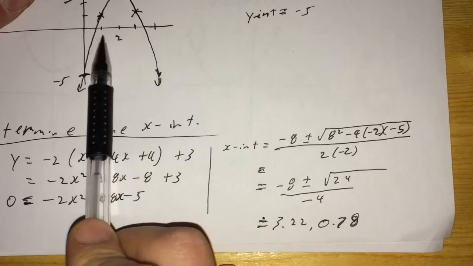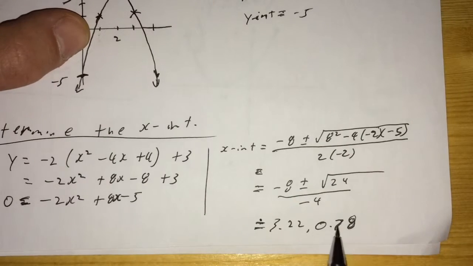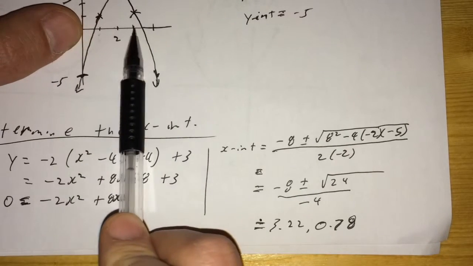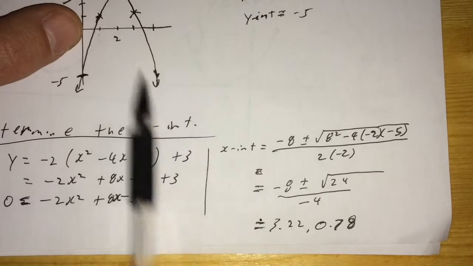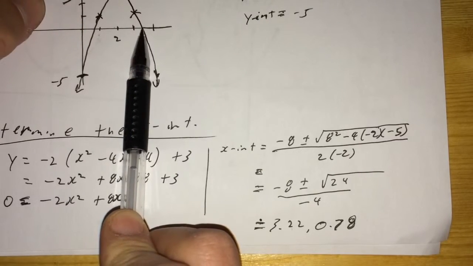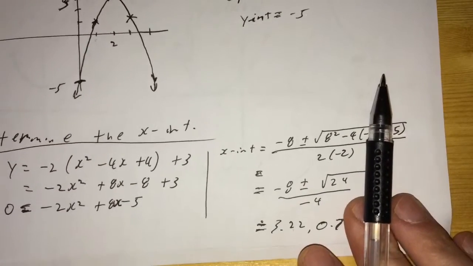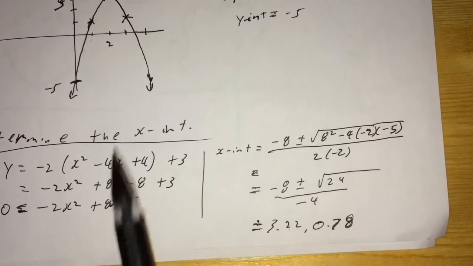Looking over here, that makes sense. There's 1, so back a little bit is about 0.78. And here is 3, so 3.22 would make sense for where it crosses the x-axis. So that's a way of getting the x-intercepts. You could also have got it by leaving it in vertex form like this.